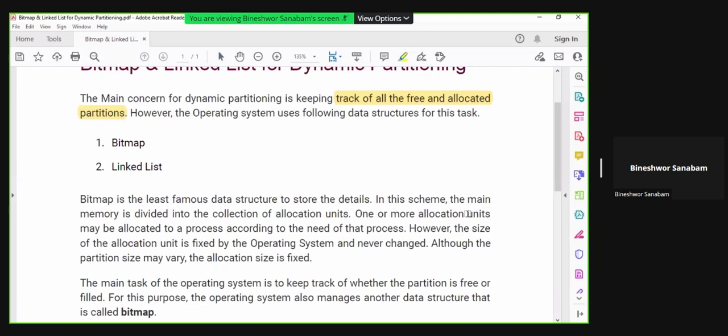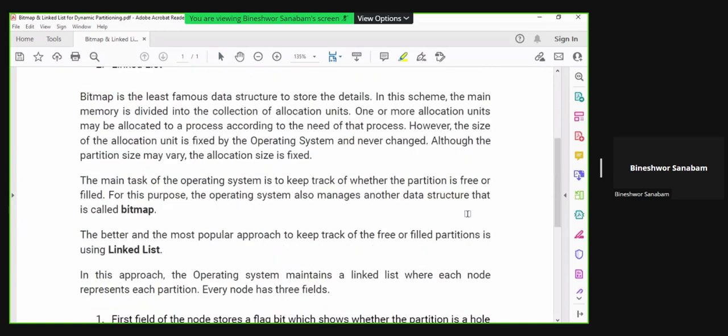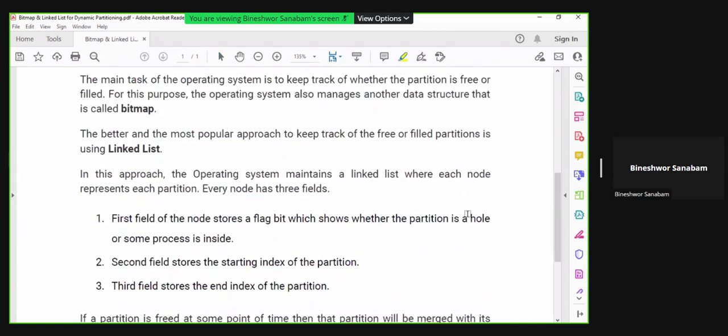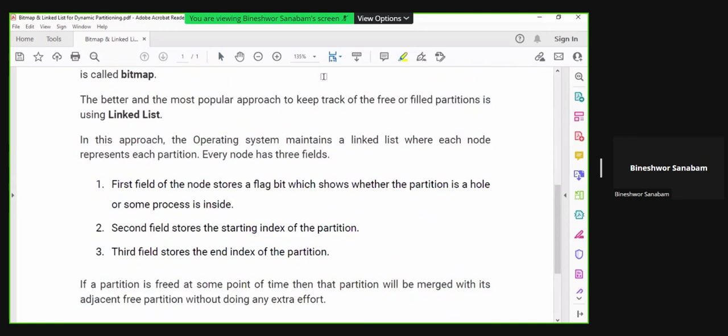Even though the partition size may vary, as we are talking about dynamic partitioning, the size of this bitmap is going to be a fixed one. So we have this data structure, the bitmap, and then we have another one, the linked list. I think everyone is familiar with the linked list data structure.